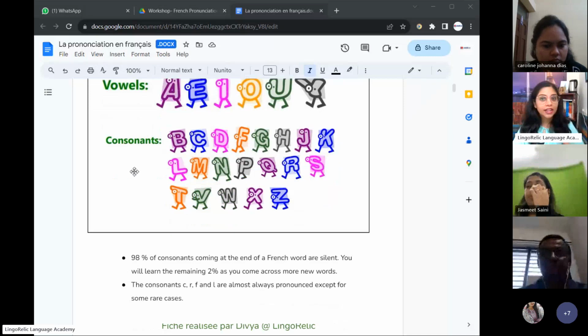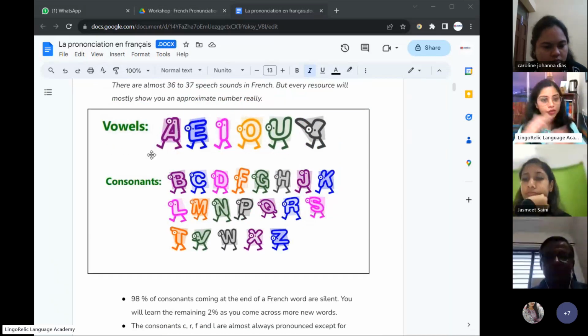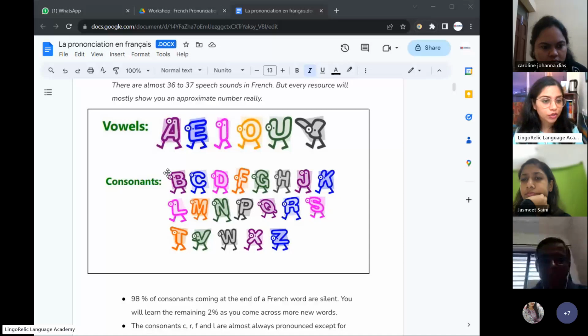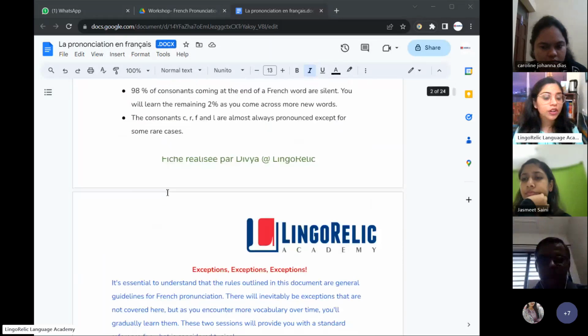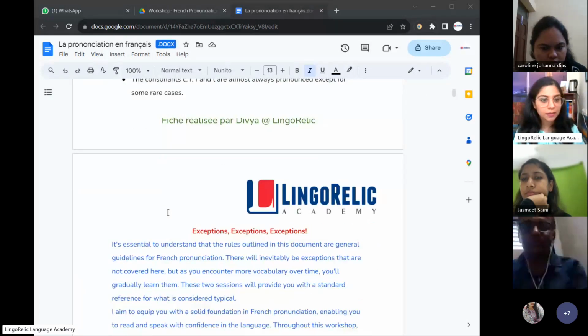Why is this information important? Because now that you're going to learn pronunciation according to different syllables, it's going to come in handy. We are not learning the alphabet today, because the alphabet in French is just the same as in English. What we are learning is how to pronounce.